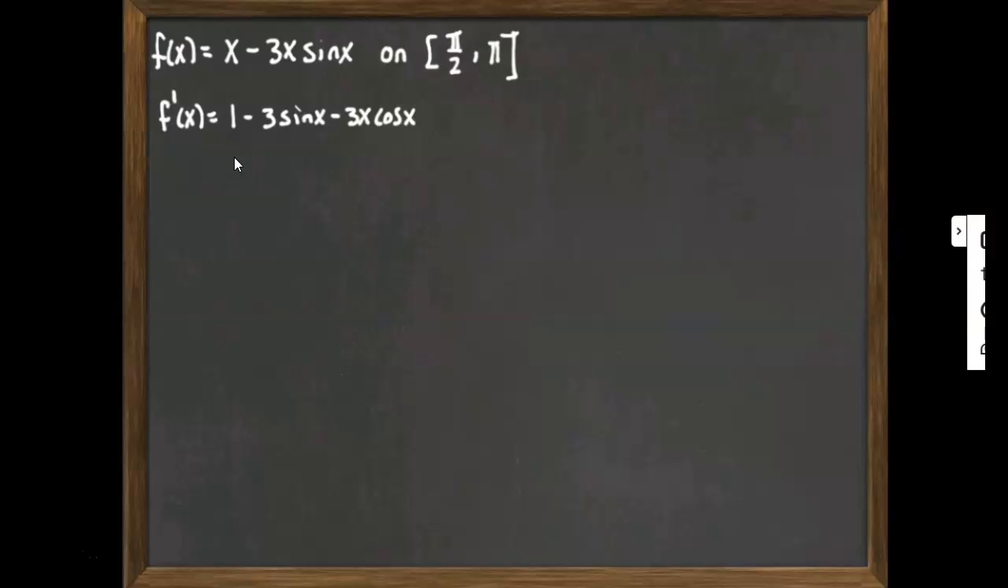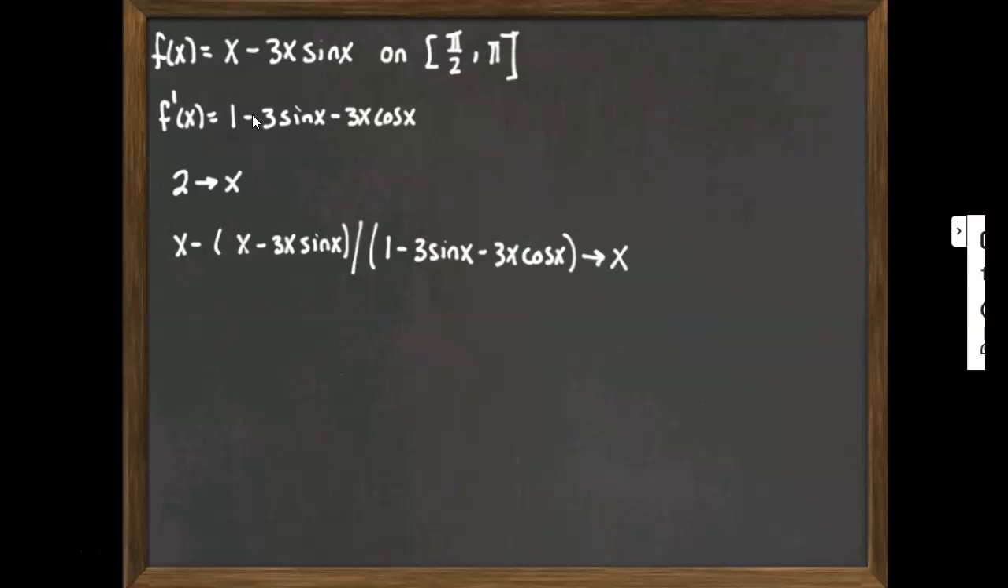And now we need to make an initial guess. We're just going to use technology here rather than having to type this stuff in over and over again. So I'm going to make an initial guess here of 2. So I'm going to store 2 in for x. And then the expression I'm going to type into my calculator would be in terms of x now. It's going to be x minus f of x over f prime of x. So x minus 3x sine x, all divided by the quantity 1 minus 3 sine x minus 3x cosine x. And that's going to get stored into x.